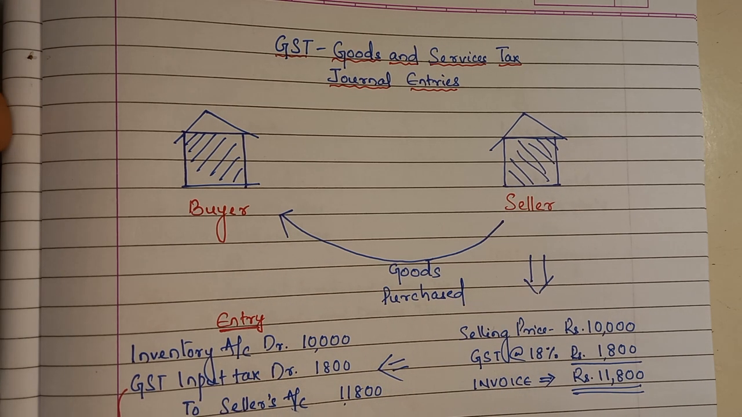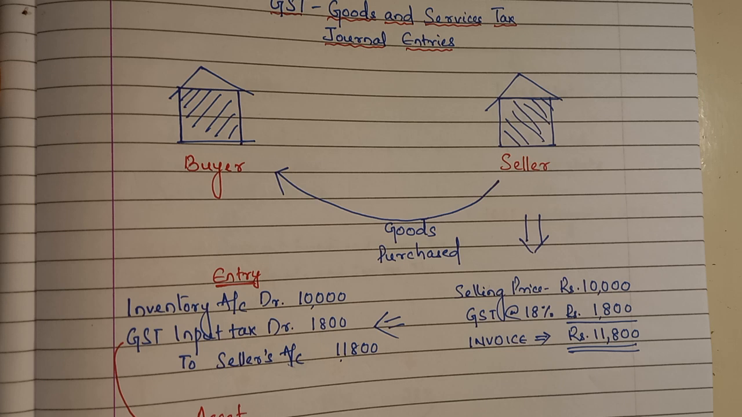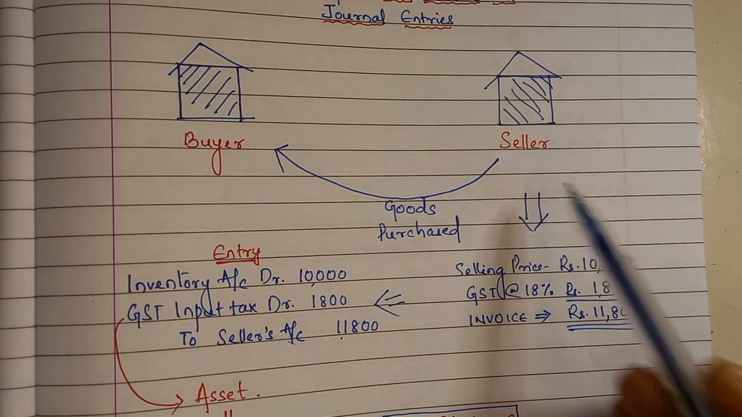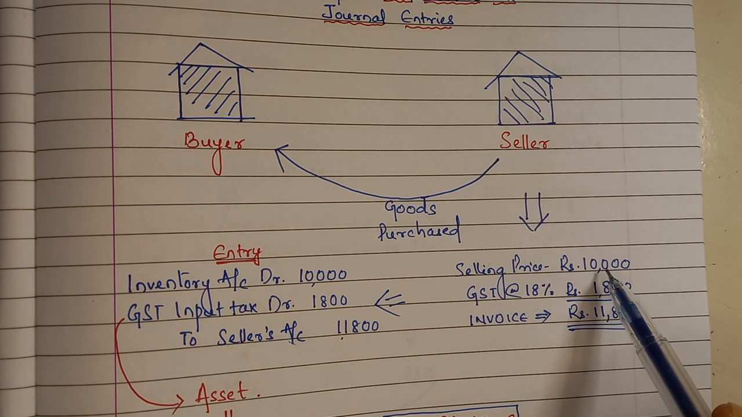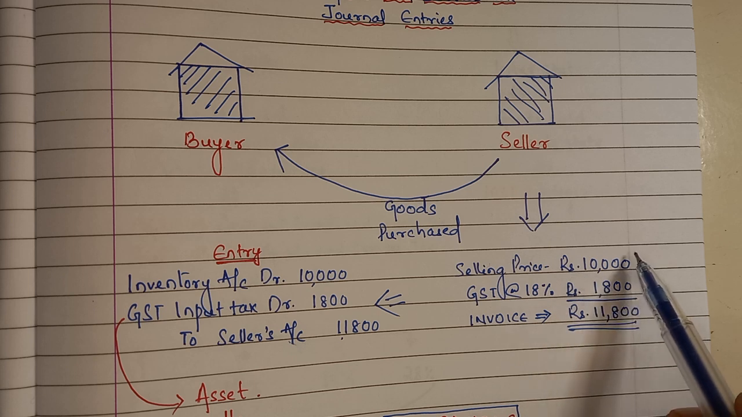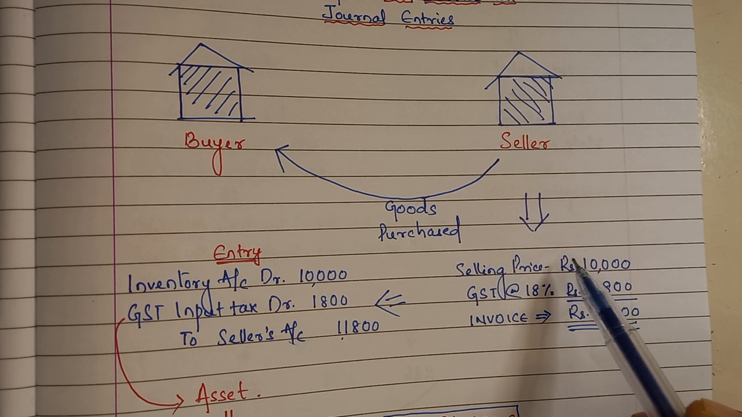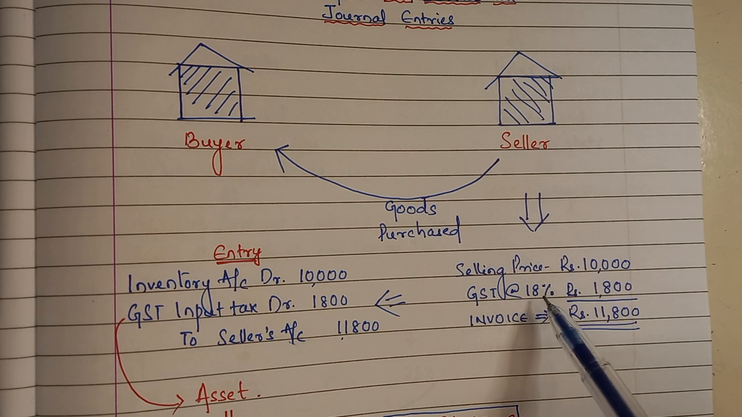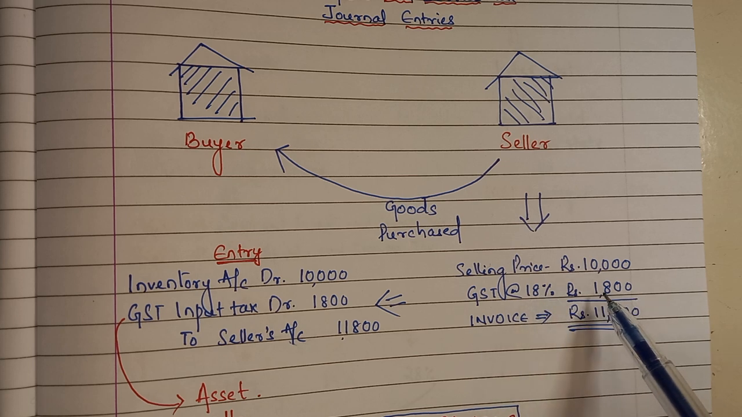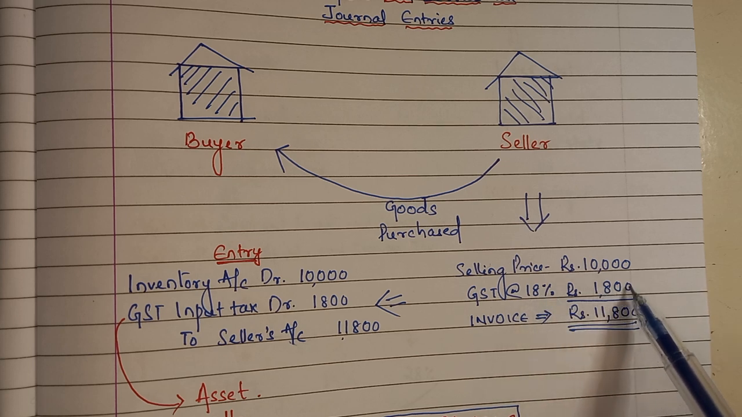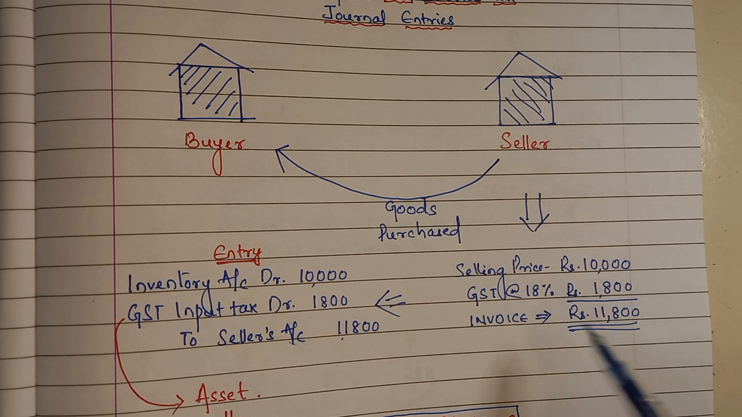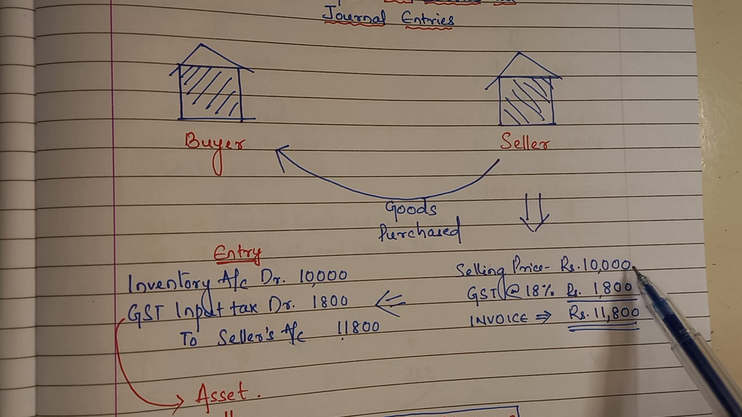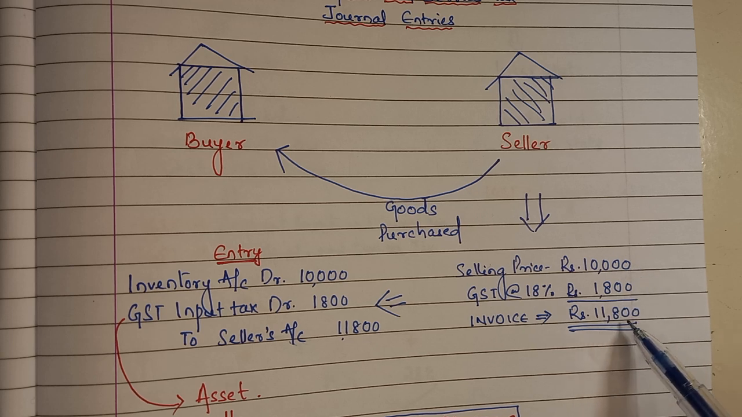Now, when the seller is selling the goods, the accounting entry the seller is going to post is the selling price, for example 10,000 rupees. On these goods the GST rate applicable is 18%, so the amount of GST to be collected is 1800, correct? And who is going to pay this total amount? It is the buyer. So the total invoice value is 10,000 plus 1800, which is 11,800.